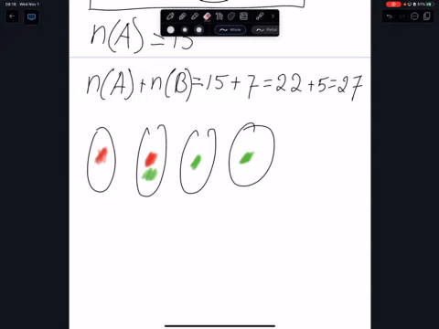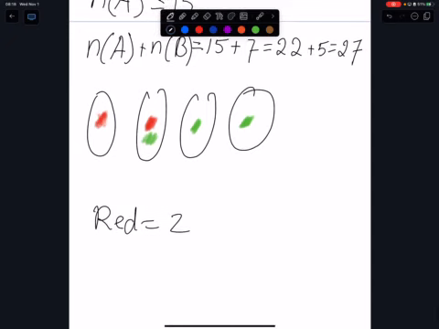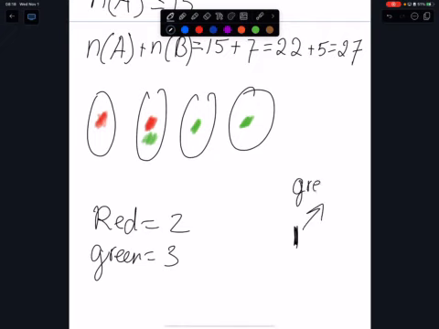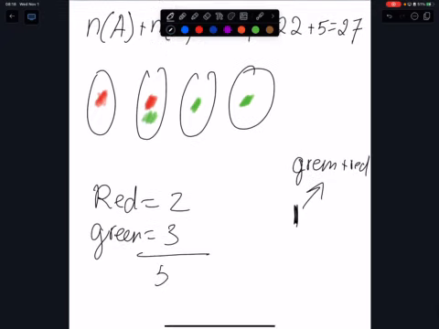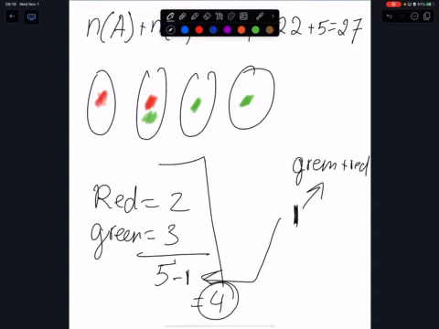In total, the ones that are red were 2. The ones that are green were 3. But I do not have 5. I said 1 has both. It is green and red. So what do you do? You count the total, and then subtract the one that has both. So how many do you have total? 4. That's what you're doing.